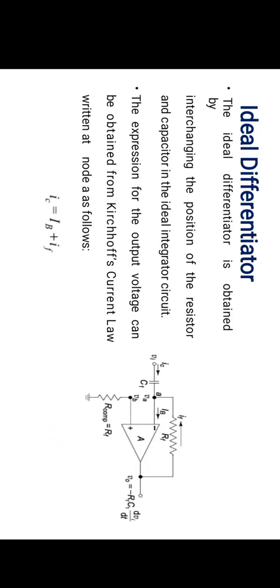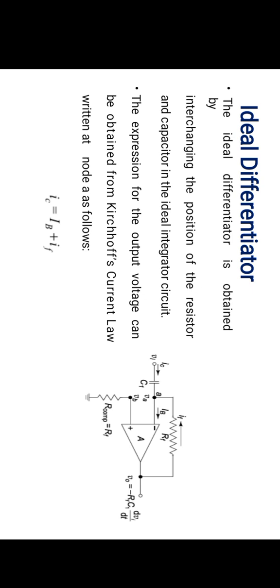Next, we can see the differentiator. The differentiator can perform the mathematical operation of differentiation, that is, the output voltage is the differentiation of the input voltage. This operation is very useful to find the rate at which a signal varies with time. The ideal differentiator is obtained by interchanging the position of the resistor and capacitor in the ideal integrator circuit.